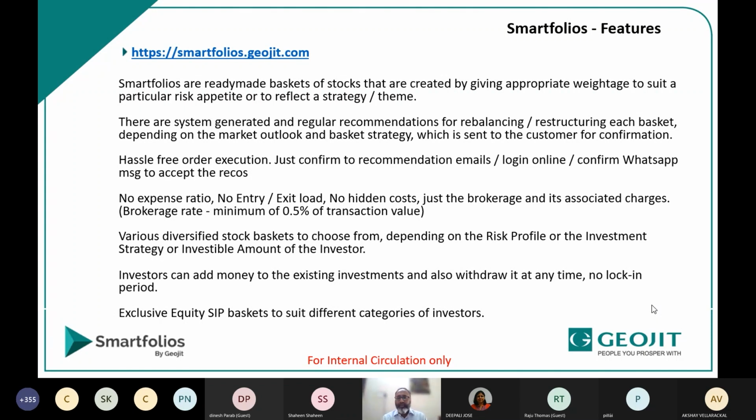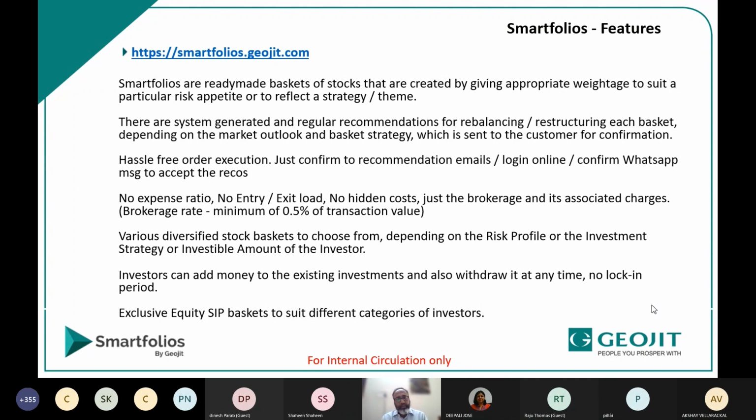Just like you have mutual fund SIPs, you can even do equity SIPs in which you can keep accumulating stocks. So we have ready-made SIP baskets from Geojit Research, plus the client or you yourself have the option to create your own portfolio. There is an option called DIY, that is, do it yourself. Now you can create your own portfolio, your own basket, and keep accumulating stocks.